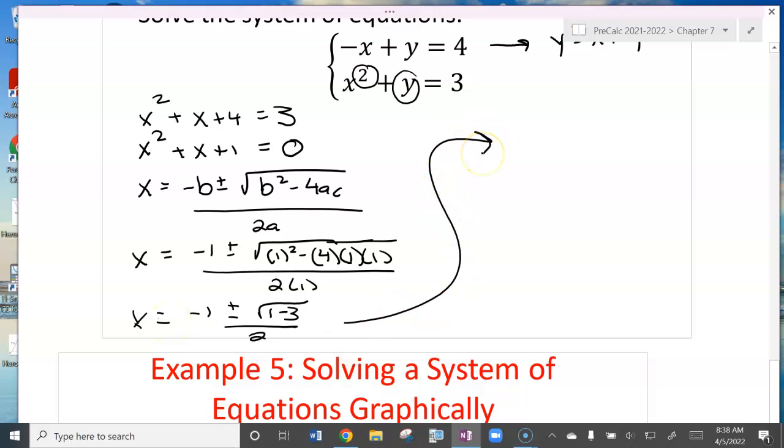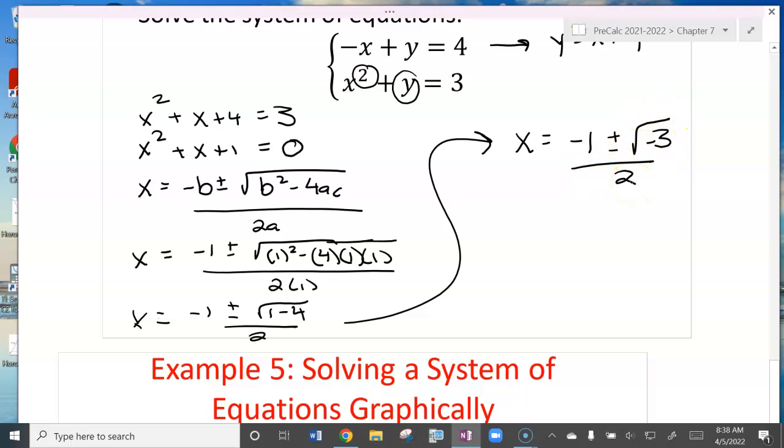Coming up here because I'm running out of room. So x equals negative 1 plus or minus, sorry, I jumped ahead in my brain. This is a negative 4. Square root of negative 3 over 2.